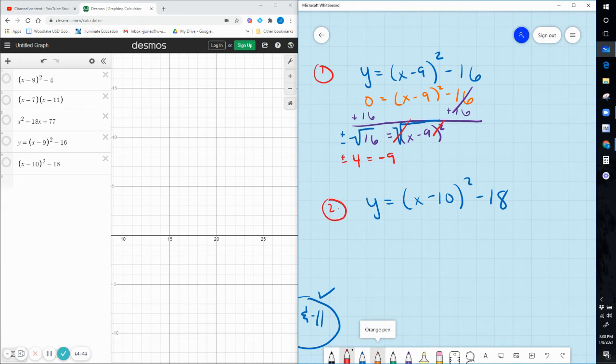Oh, sorry, you're not left with negative 9. You're left with x minus 9. That was my bad. All right, last step, you're going to add 9 to both sides. So this cancels, and you're left with 9 plus or minus 4 equals x.